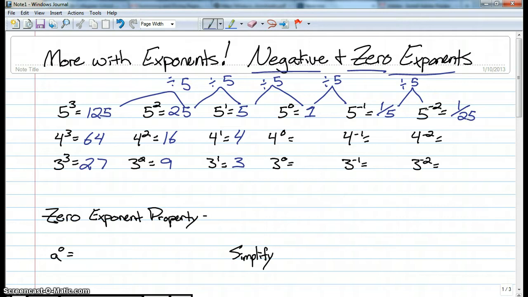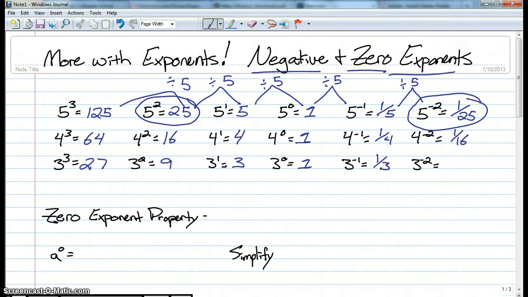So you can see that 5 to the negative second is the reciprocal of 5 to the second. 5 squared is 25. 5 to the negative second is 1/25. Similarly with 4, this would be 1. 4 to the negative first is 1/4, and then we have 1/16. This would again be 1. 3 to the negative first is 1 over 3, and then 1 over 9 for 3 to the negative second. So we can start looking at reciprocal exponents.